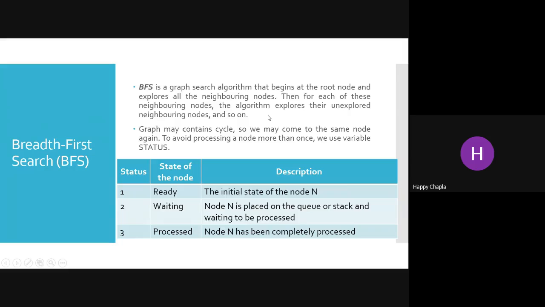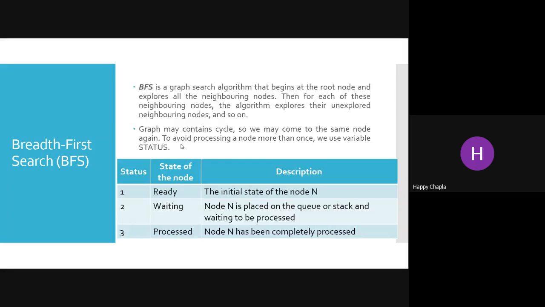That means we have to visit every node, but whatever nodes are unexplored, we have to explore that node first. मतलब कि जिसका हमने विजिट अभी नहीं किया है उस नोड को हम पहले एक्सप्लोर करेंगे, उसके बाद दूसरे वाले को. Now graph may contain cycle, so we may come to the same node again. So to avoid processing a node more than once, we use a variable status. That means we are using one status variable. If status is equal to 1, then we have already visited that element.